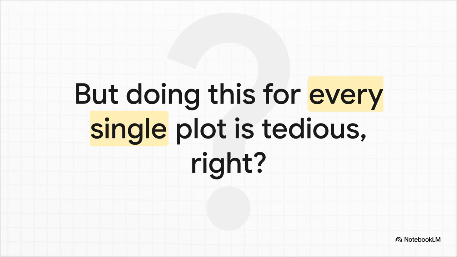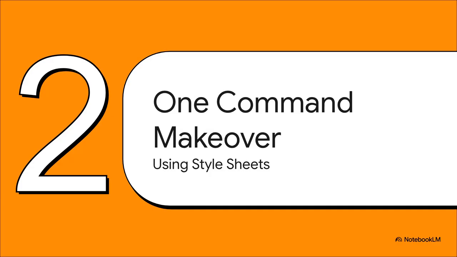Okay, this is great for one plot. But what if you're making a dozen charts for a big report? Manually setting the color, the markers, and the labels for every single one? That sounds super tedious. There's gotta be a better way, right? And you'd be right. Meet style sheets. This is Matplotlib's secret weapon for creating consistently beautiful plots with just a single line of code. This is a game changer.